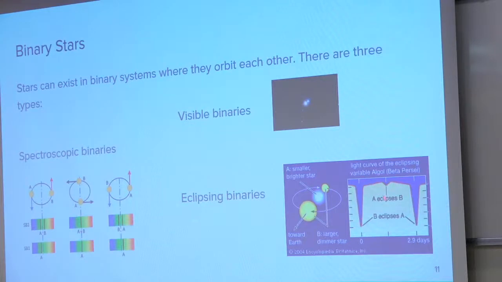If the brighter one's in front of the dimmer one, it's just a little bit less. And if they're not eclipsing each other, it's like a baseline. And we'll talk more about stars tomorrow, and back to mechanics.